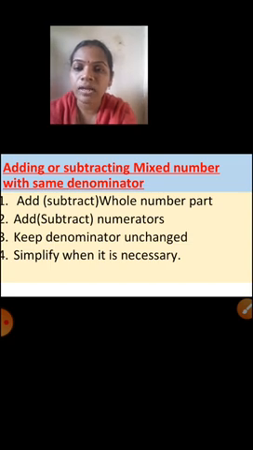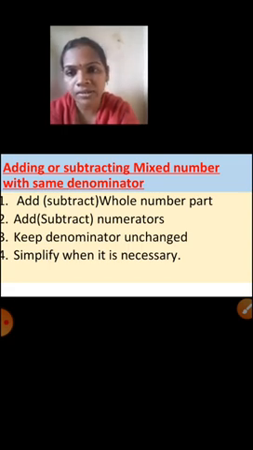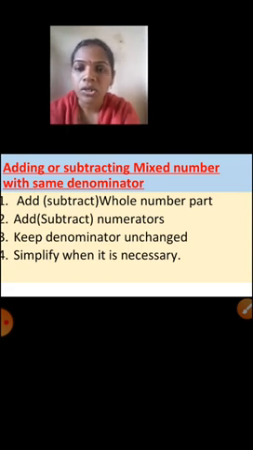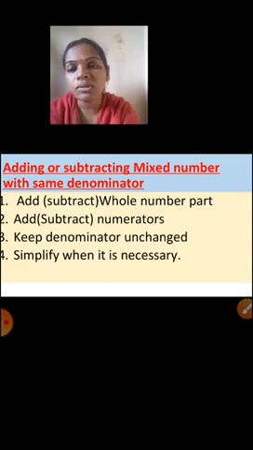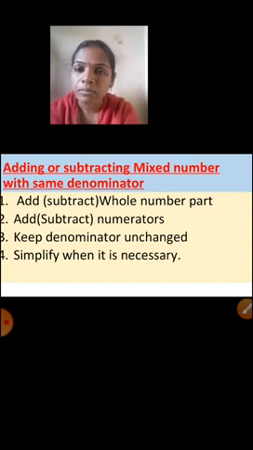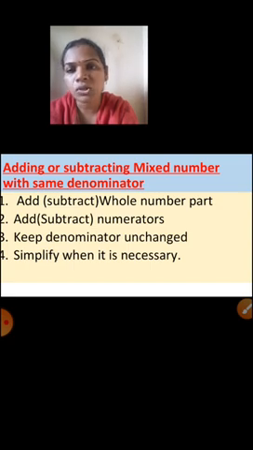See here, first I would like to remind what steps we have to follow when adding or subtracting mixed numbers with the same denominator. That means what we have to do for adding like fractions. First, add or subtract the whole number part. Already I had told that a mixed number contains a whole number and a proper fraction. So you have to separate the whole number and the proper fraction. Afterwards, the whole number parts you have to write together and the fraction parts you have to write together.